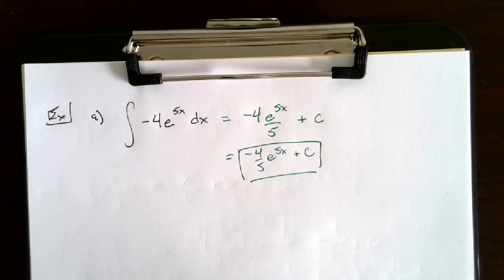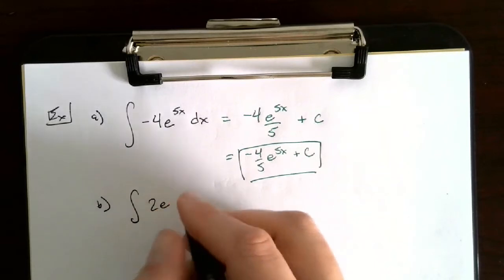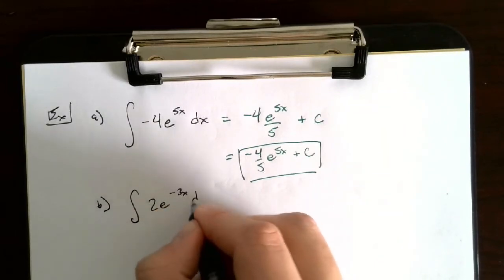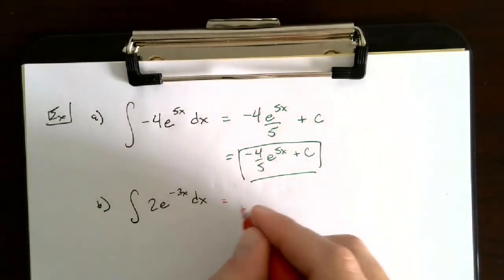Now we'll look at one more like this. If I had the antiderivative of 2e to the negative 3x dx, taking the antiderivative here, 2 in front stays in front.